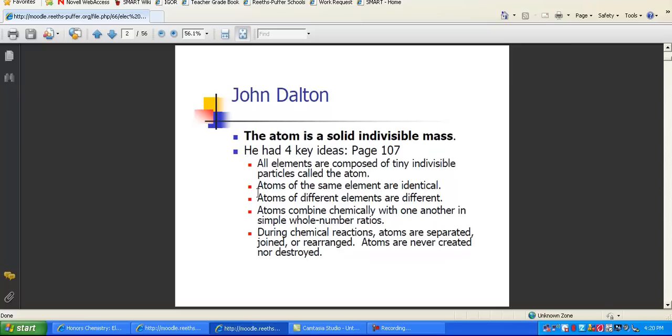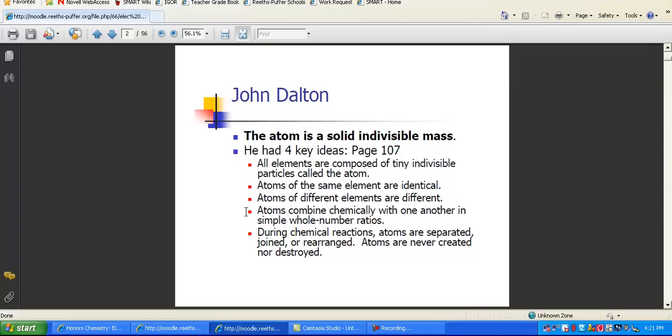The third bullet, all atoms of different elements are different. That's still true, since it's the number of protons that gives the atom its identity. If I vary the proton number, I've changed the identity of the atom. The next bullet, atoms combine chemically with one another in simple whole number ratios. That's still proven to be true. The whole number ratio that we're referring to is a mole ratio, and I can simplify that bullet by reminding us that subscripts are always whole number ratios. We'll never have a fraction or a decimal for a subscript.